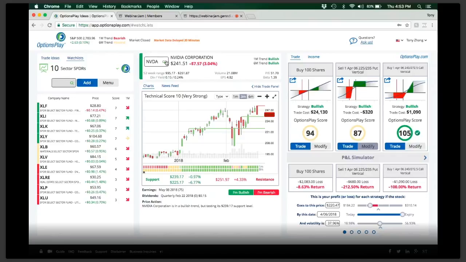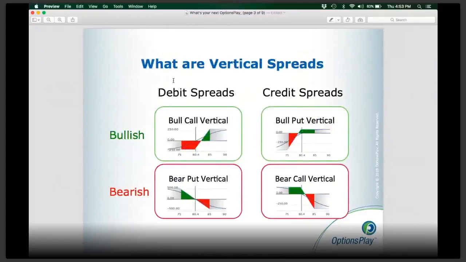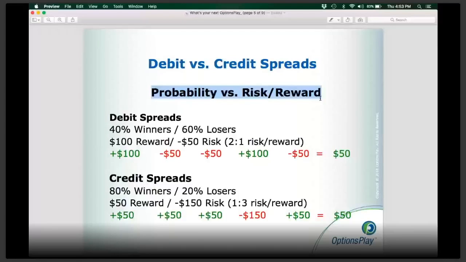So with that, what I really want to do is bring this back to conclude and talk a little bit about the difference between all these spreads. Make sure that you understand the difference between trading debit versus credit spreads. They are very different. The biggest thing to make sure you understand is the relationship between probability versus risk reward. Knowing the difference between the two really helps you pick which strategy is best suited for your trading philosophy and trading psychology, depending on how you typically like to manage your risk.